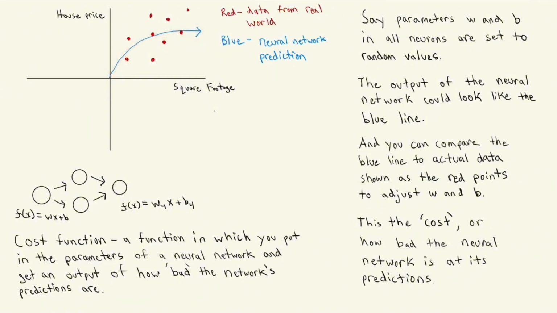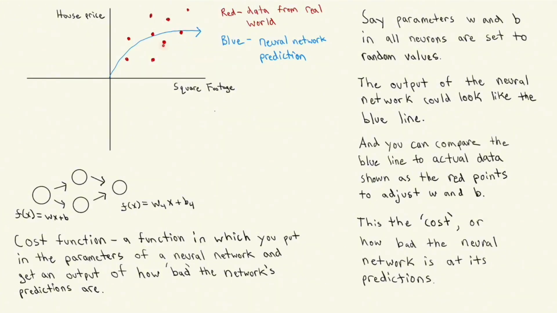These are the predictions that the neural network makes for each square footage, the house price prediction. And when we want to try to train this neural network, we can look at the predictions it's making right now. Let's compare those predictions to real world data, which here I have in red. So these red dots are just real world house prices.